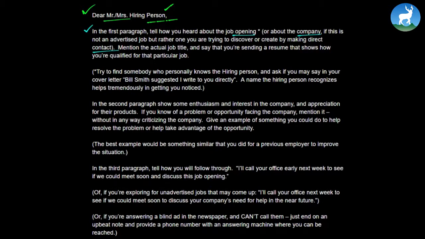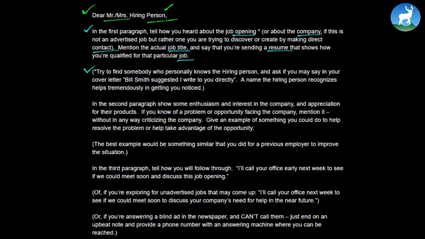Mention the actual job title. So what is the job title? Is it for the post of civil engineer, or is it for the post of secondary level English teacher? So write the actual job title and say that you are sending a resume that shows how you are qualified for that particular job. Always mention that you are including a resume within, correct? Because the resume is what shows you who you are.